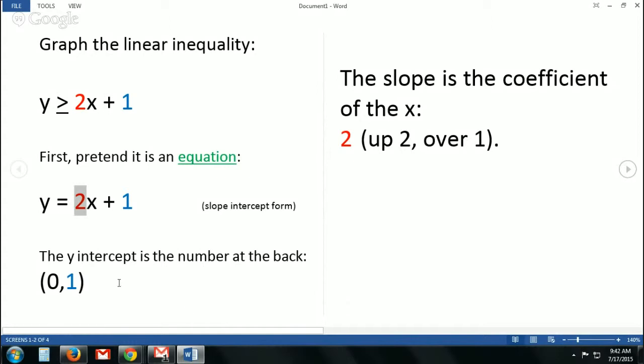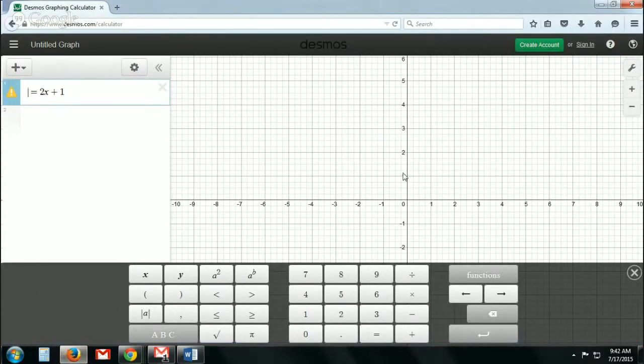That means from the point (0, 1), we'll go up 2 and over 1 to get a second point. On our picture, the y-intercept is going to be here at 1. From there, we'll go up by 2 and over by 1 to get another point. Let's look at how that would look. There is our y-intercept at (0, 1). Up 2, over 1 gives me another point.